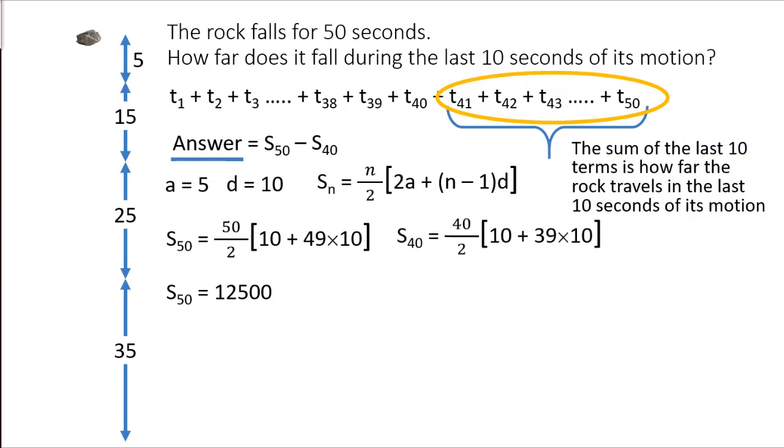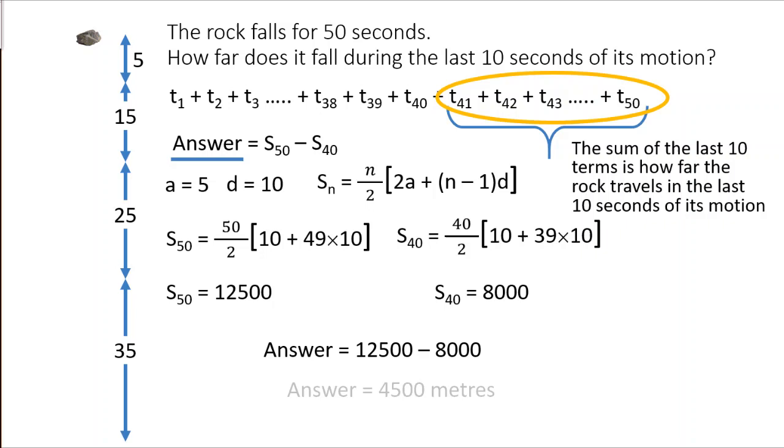Now the sum of the first 40 terms, where n equals 40, well, that's what the formula looks like when you substitute in those values for a equals 5 and d equals 10 and n equals 40. I end up with S40 equals 8,000, and I minus those numbers, 12,500 minus 8,000, and I get the same answer as before, 4,500 meters. So there are two ways of working this out, but either way, you get the same answer.